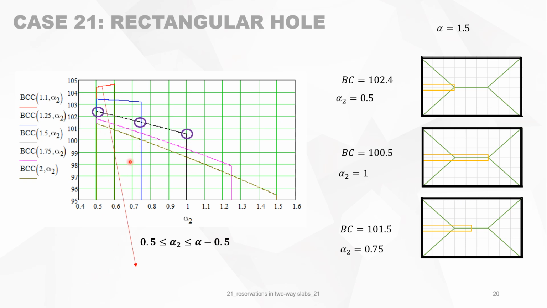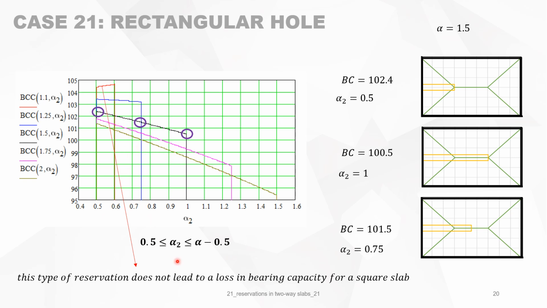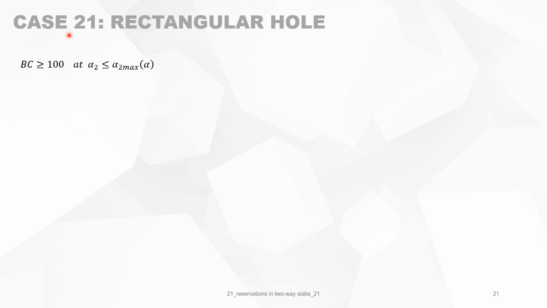Okay. Now, you notice in this little study, we see immediately that for reservations of type 21, or the type that we have studied now, there is no loss in bearing capacity for square slabs. So if alpha is 1, all values are above 100%, so there is no loss in bearing capacity with this type of reservation, which is something you should not expect to happen. You want a bearing capacity bigger than 100, because you don't want to lose bearing capacity by making a reservation in the slab.